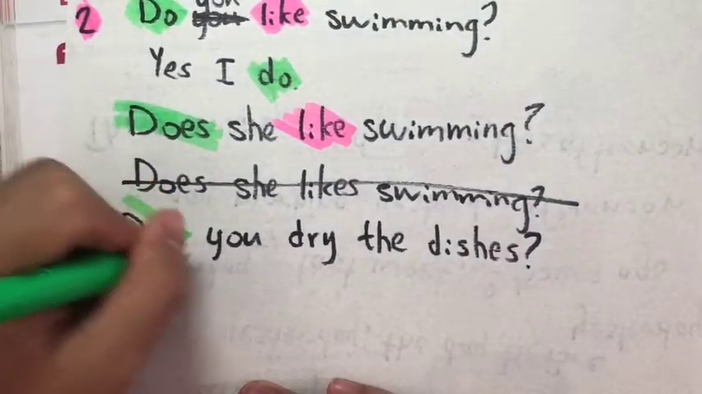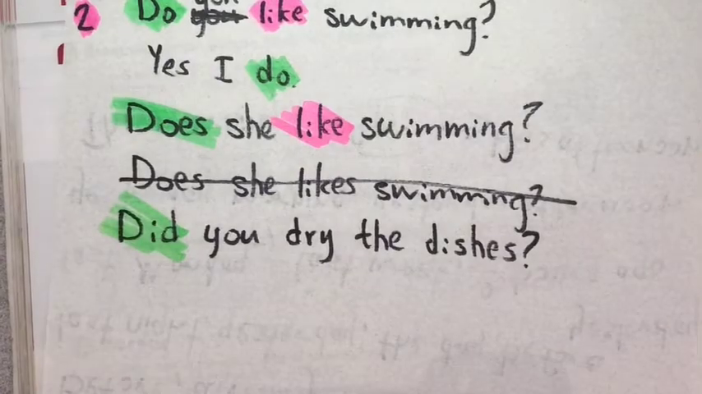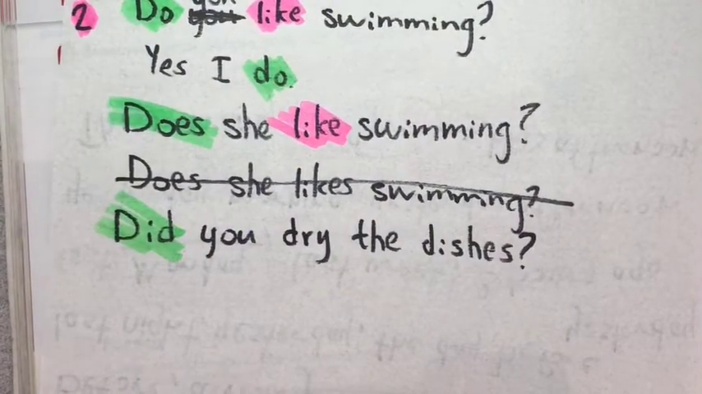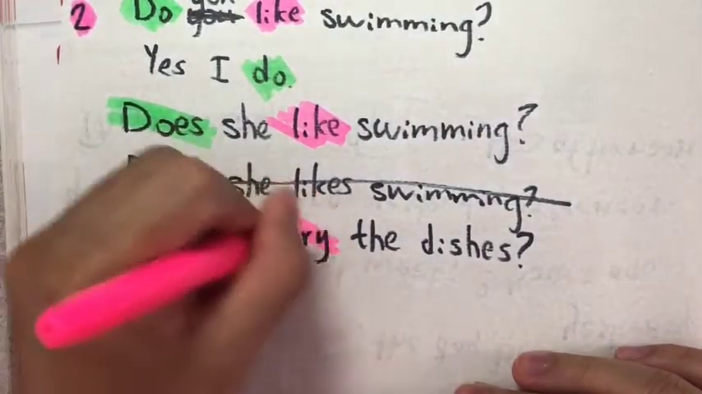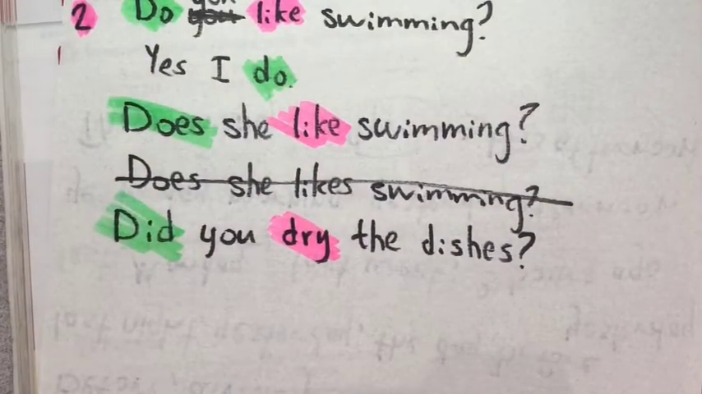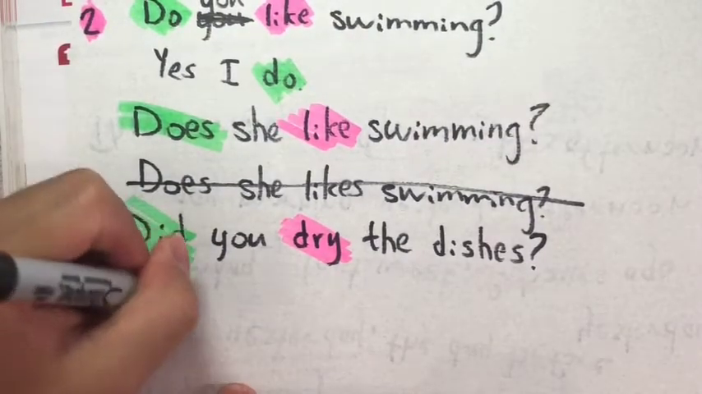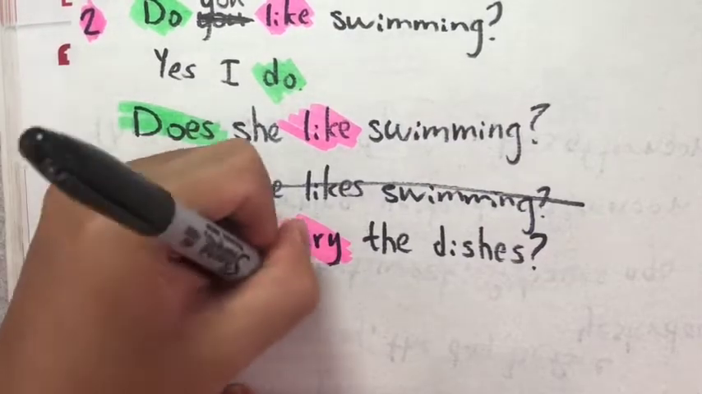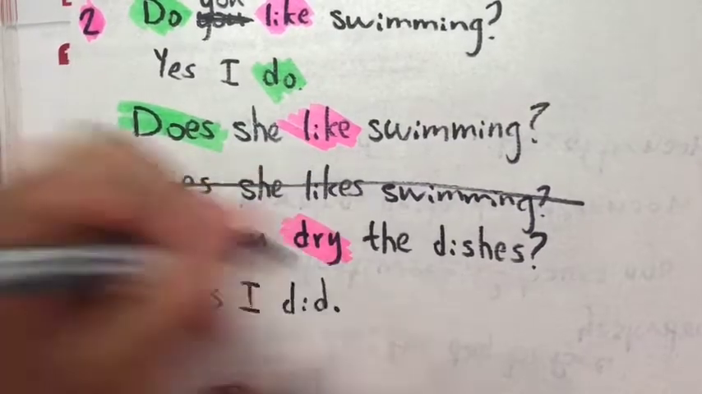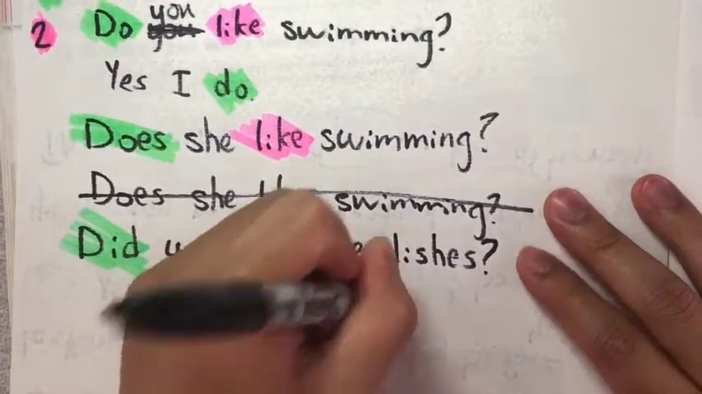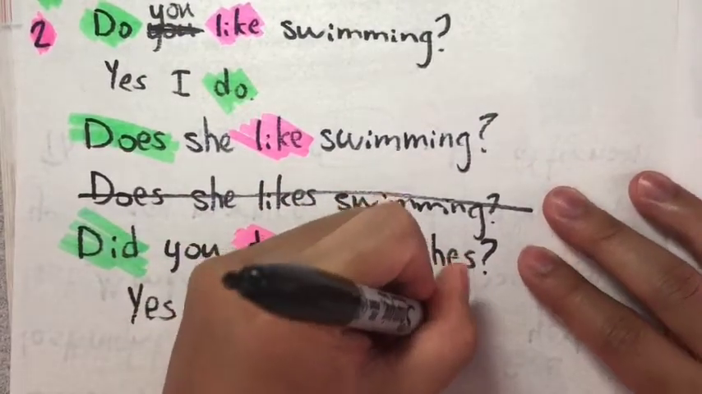The word did is the first verb, so we change it. The word dry is the second verb, so we do not change the word dry. So the answer to this question is yes, I did. New sentence, I dried the dishes.